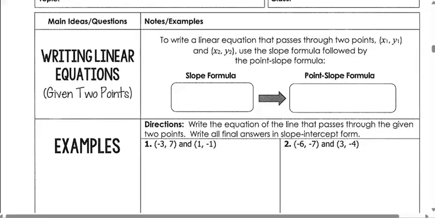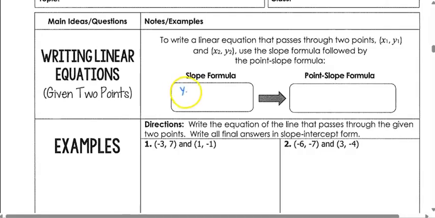All right, we did writing equations where they gave you the slope and 1 point. Now we're going to do it where they give you 2 points. So that means you have to find the slope first and then use that slope and one of the points to find the equation. So just some reminders.